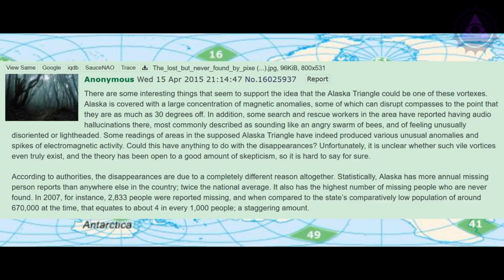Unfortunately, it is unclear whether such vile vortices even truly exist, and the theory has been open to a good amount of skepticism, so it is hard to say for sure. According to authorities, the disappearances are due to a completely different reason altogether. Statistically, Alaska has more annual missing person reports than anywhere else in the country, twice the national average. It also has the highest number of missing people who are never found. In 2007, for instance, 2,833 people were reported missing, and when compared to the state's comparatively low population of around 670,000 at the time, that equates to about 4 in every 1,000 people, a staggering amount.